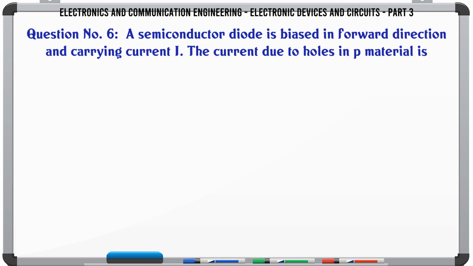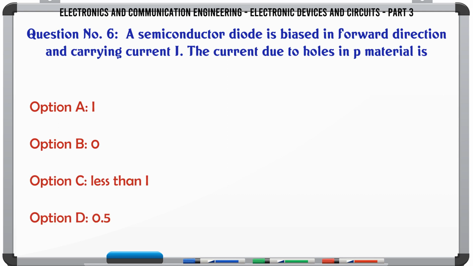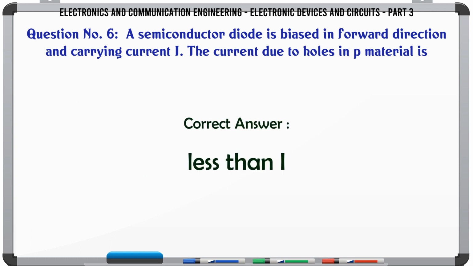A semiconductor diode is biased in forward direction and carrying current I. The current due to holes in P material is A. I, B. 0, C. less than I, D. 0.5 I. The correct answer is less than I.